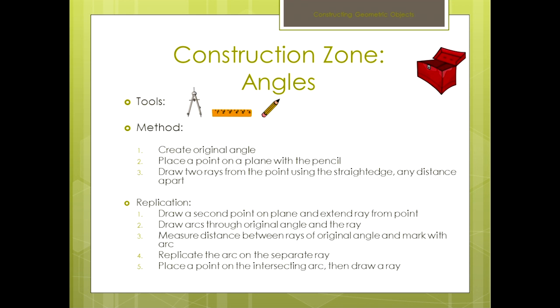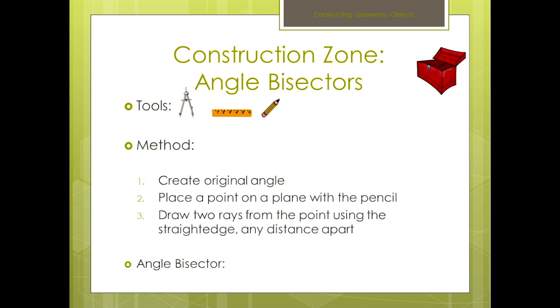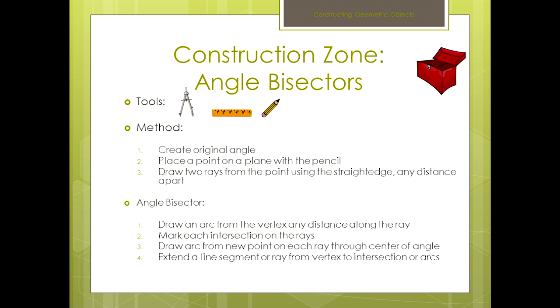Hope you enjoyed that quick interactive on replicating angles and going through the steps, starting from drawing that original angle down to the ruler, using it as a straight edge to draw that last ray. We're going to be using the interactive a few more times in order to help us with constructing shapes. And our next one is going to be angle bisectors. Again, here we're still going to incorporate that original angle. We're using that point in a plane. We're still going to be drawing two rays, but this time we're going to use it with the angle bisector.